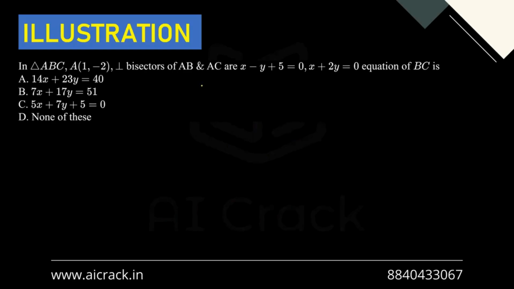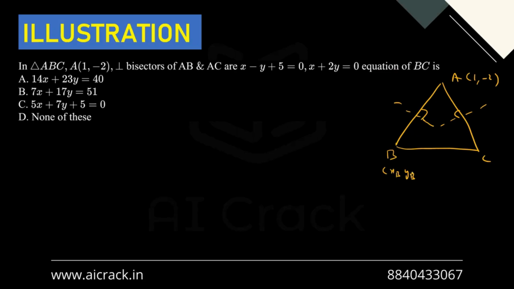Now let's look at this example. In triangle ABC, A is (1, minus 2), the perpendicular bisectors of AB and AC are these, and we have to find the equation of BC. So let's say this is our triangle A, B, and C, and these are the perpendicular bisectors, right? Now this point is given as 1 comma minus 2, and let's say this point is xb, yb, and this point is xc, yc. Now we have to find out the equation of BC.